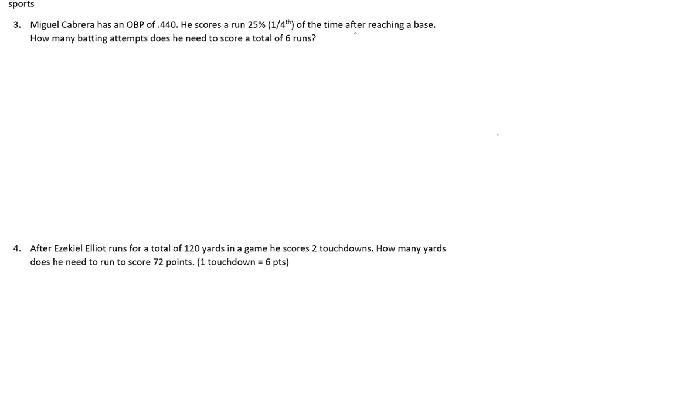All right, so of course the most important thing, the first thing to do, is figure out what our given is. And we look at number 3: Miguel Cabrera has an on-base percentage of 0.440. He scores a run 25% or 1/4 of the time after he reaches a base. So every time he reaches a base, 25% of those times he scores. How many batting attempts does he need in order to score a total of 6 runs?